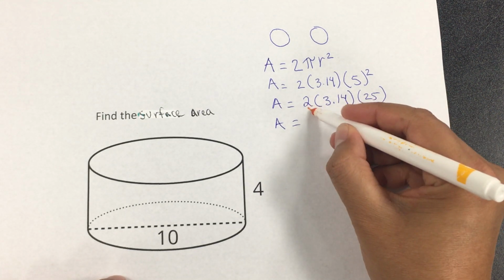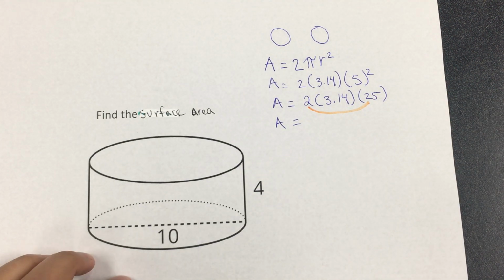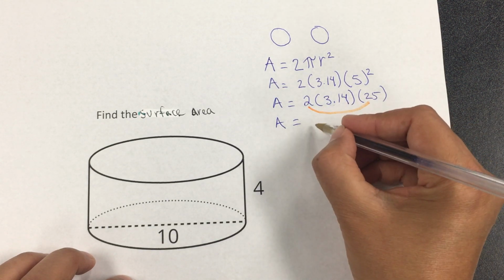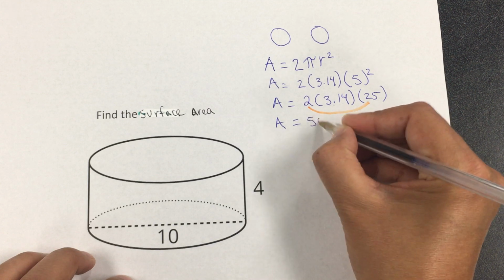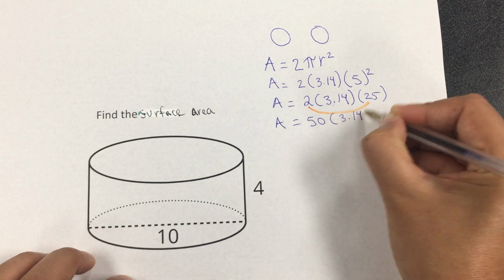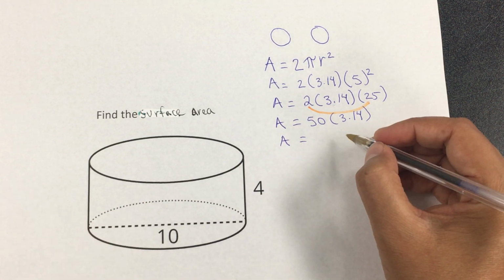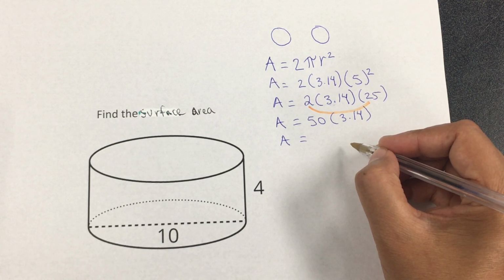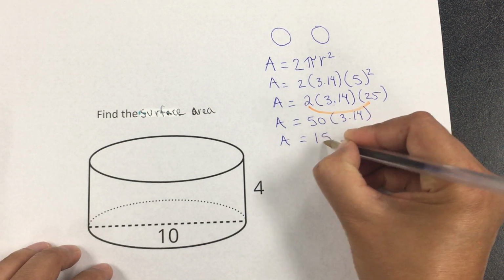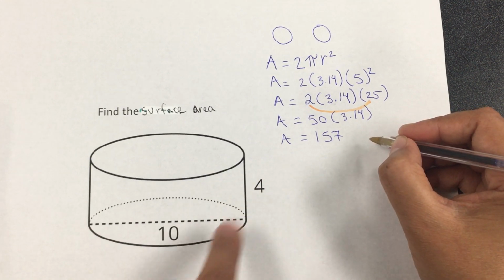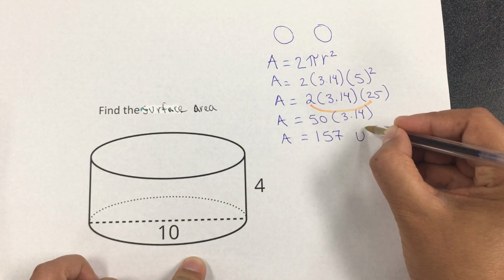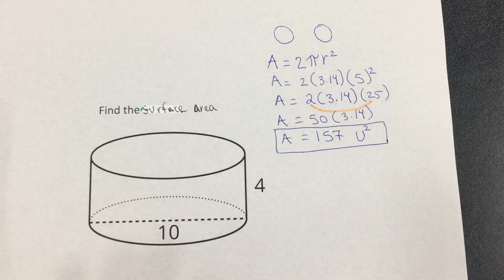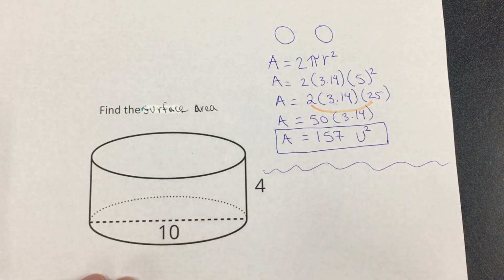Now, in here, we're going to multiply the 2 and the 25. Again, if you want to multiply this first, it's okay. And then the answer, you just multiply by 3.14. It's going to be the same thing. 2 times 25 is 50 times 3.14. And I believe I memorized this one. 50 times 3.14 is 157. Since we don't have a unit of measurement in here, we're just going to put square units. So the U stands for units. Okay, now we have the area of the two bases.